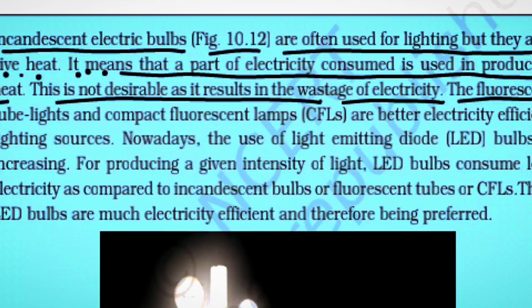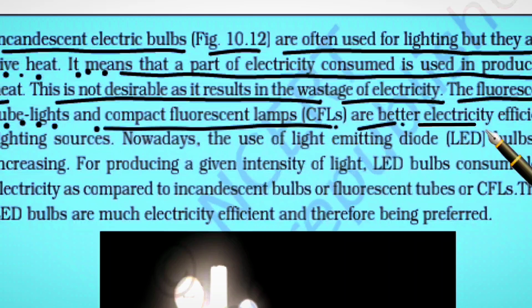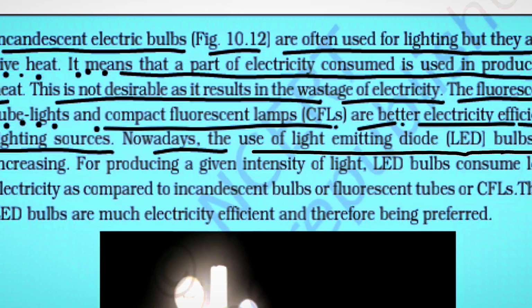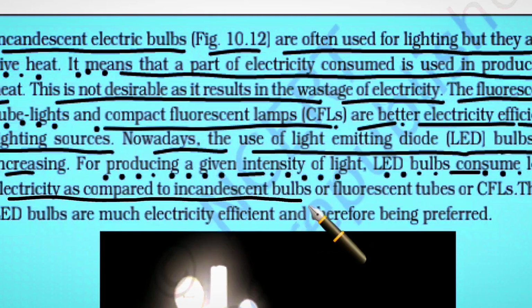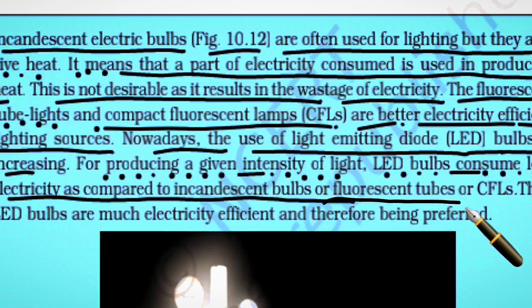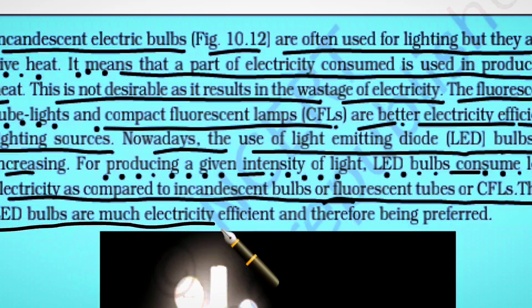The fluorescent tube light and compact fluorescent lamps (CFLs) are better, more electricity efficient lighting sources. Nowadays, the use of light emitting diode (LED) bulbs is increasing. For producing a given intensity of light, LED bulbs consume less electricity as compared to incandescent bulbs, fluorescent tubes or CFLs. Thus, LED bulbs are much more electricity efficient and are being preferred.